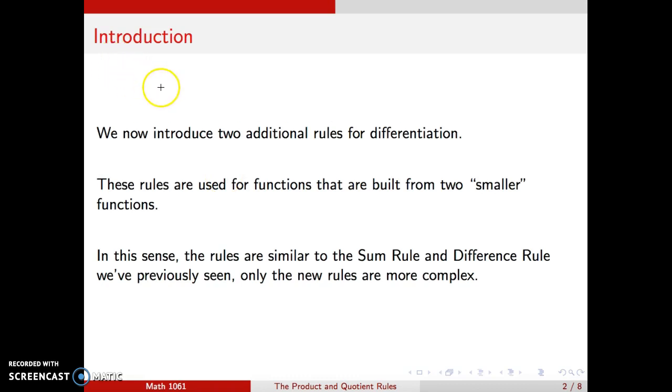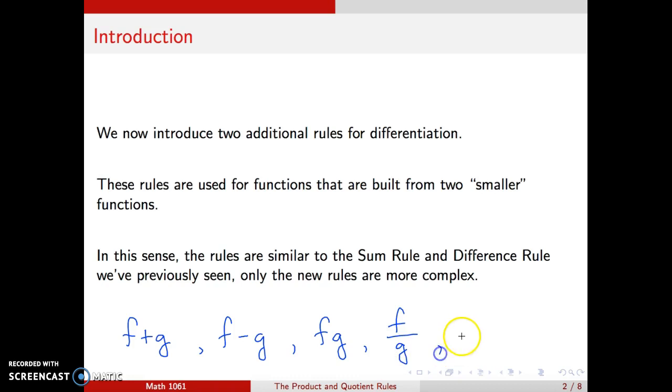Just as a reminder, you might have f plus g, that would be a way to create a new function, or f minus g. And so then if you're going to look at the derivative, you've got the sum rule that we talked about, and the difference rule. What are some other operations that you can use to create new functions? We can multiply them together, which we write with juxtaposition typically. You could divide them. You could compose them.